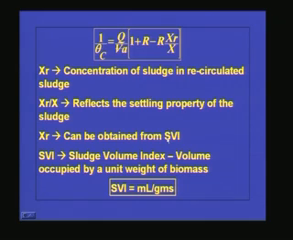This term is also important. This is nothing but sludge volume index. Sludge volume index is nothing but the volume occupied by a unit weight of biomass. And usually SVI is represented in terms of milliliters per gram. That means if this much ml of biomass is there, what is the weight of that biomass, or what is the volume occupied by a unit mass of biomass, that is the SVI.